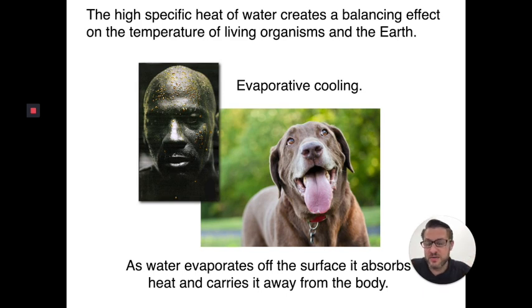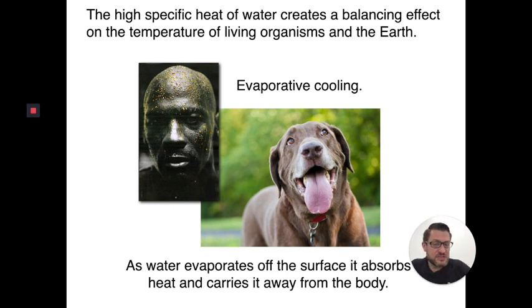As you sweat, you're releasing water. Now that water is eventually going to evaporate off of your skin. As it evaporates, it essentially sucks heat away from your body, and this allows your body to cool down. This is the way that your body can regulate its temperature.